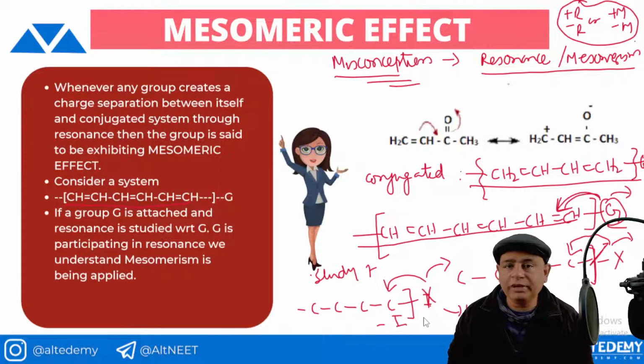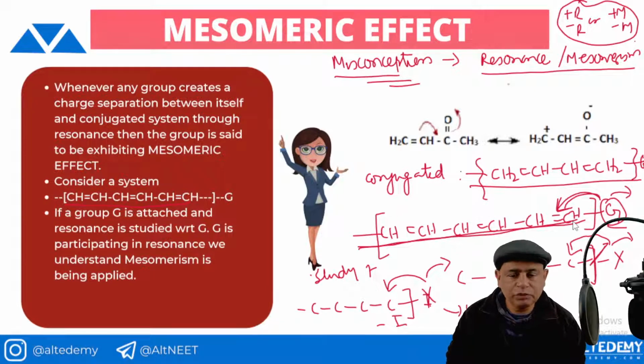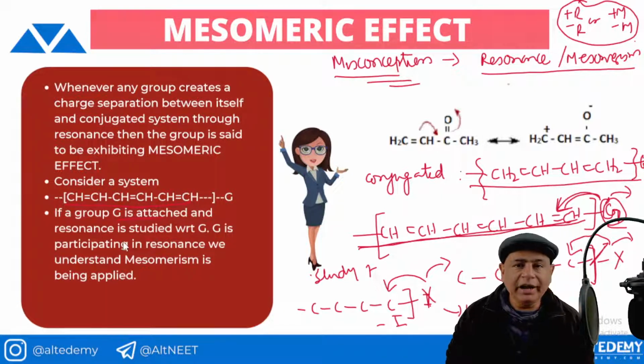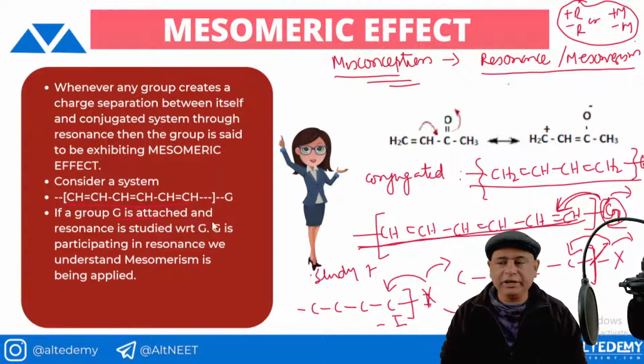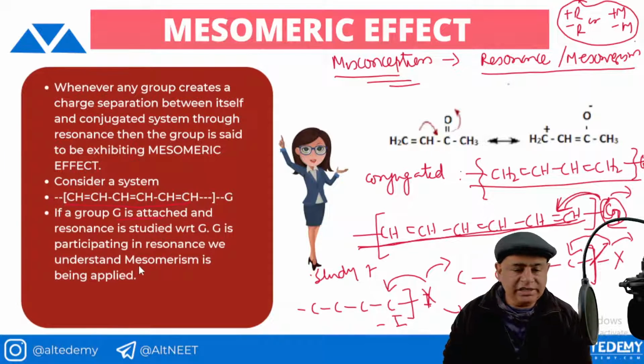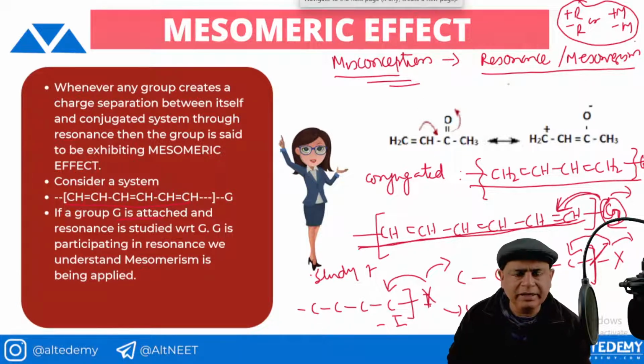But now we are altering the situation. Instead of a straight chain, we are taking a conjugated system where resonance is already present. If a group G is attached and resonance is being studied with respect to G, G is participating in resonance, we understand mesomerism is being applied. I hope to some extent you have understood mesomerism. I will be elaborating it further.